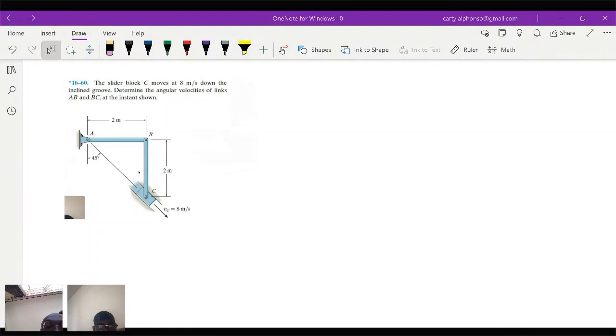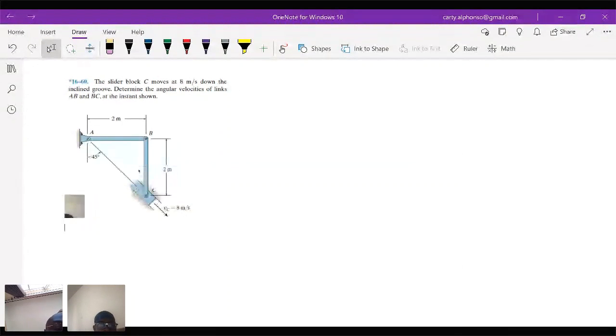Perfect. All right, so let's wrap this one. Slider block C moves along, moves at 8 meters per second down the inclined groove. Determine angular velocities of lengths AB and BC at the instant shown.